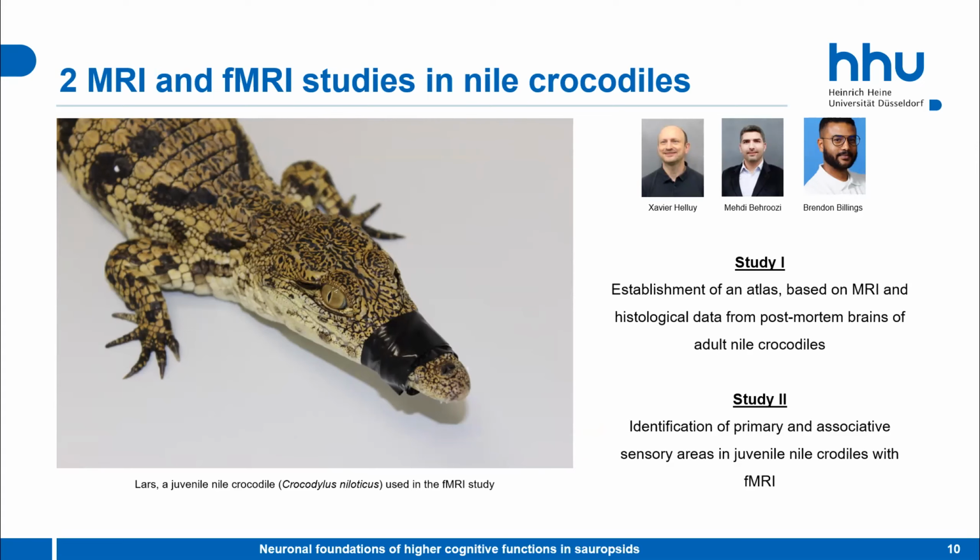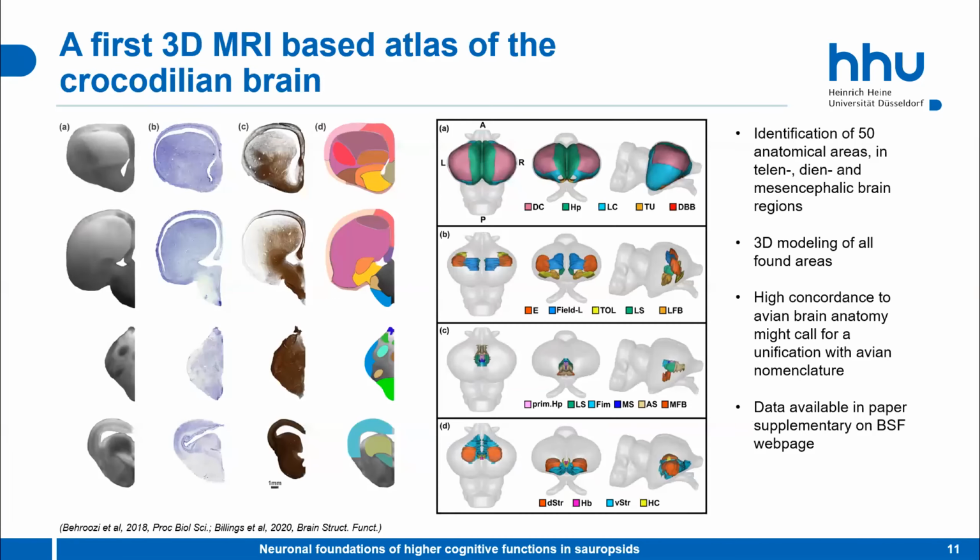In the second study, we planned and also did an fMRI study in juvenile Nile crocodiles, like for example this guy here. This is Lars, one of our specimens, and we got some really good data from him. So I'm also very thankful to Lars for letting us scan his brain. Very briefly, I would like to talk about the first study. I'm not going into much detail here, also not from the technical side. I would basically only tell you a little bit about the things we found.